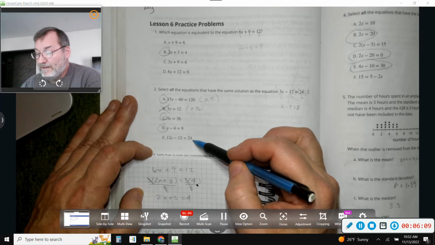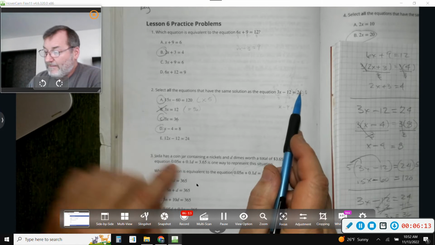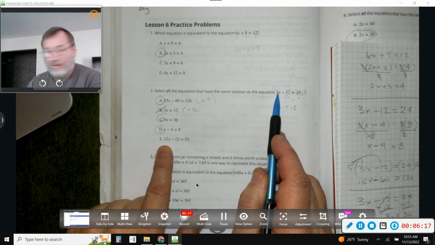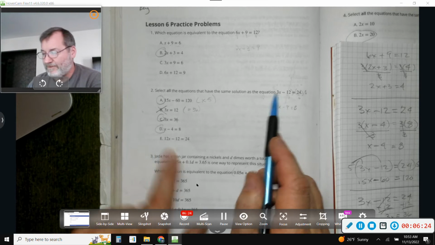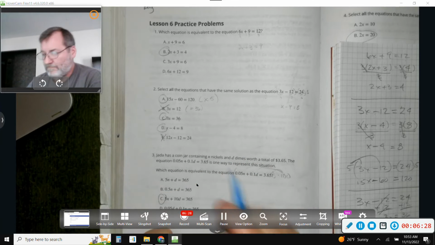All right. Let's look and see if this one's any different. 12x minus 12 equals 24. Well, the 24s are the same. The minus 12s are the same, but you went from 3x to 12x. You can't just take one term and make it bigger and hope for the best. So, no, that one's completely jacked up. No, you cannot do that.